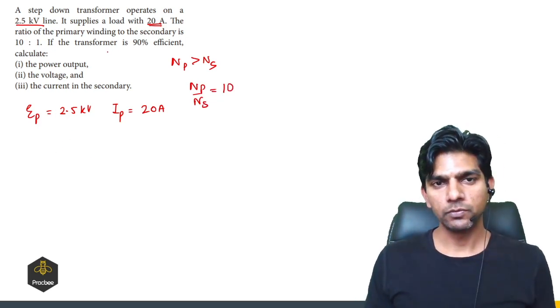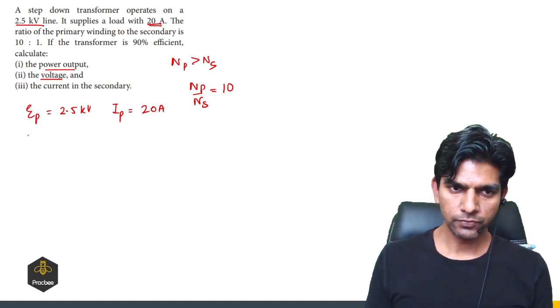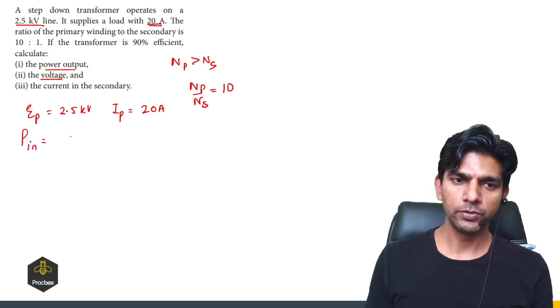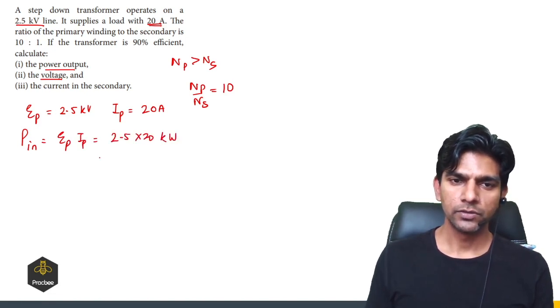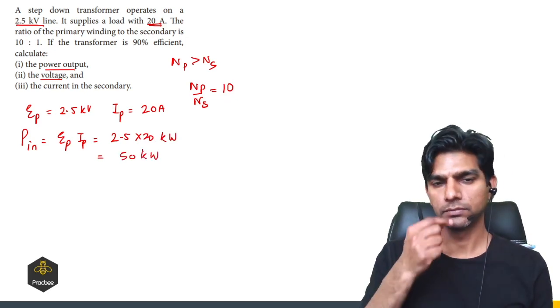The transformer is 90% efficient. And we have to find the output power, output voltage, and the current in the secondary. So first let us find the input power. Input power will be EP times IP. So this will be 2.5 times 20 kilowatt, which comes out to be 50 kilowatt.